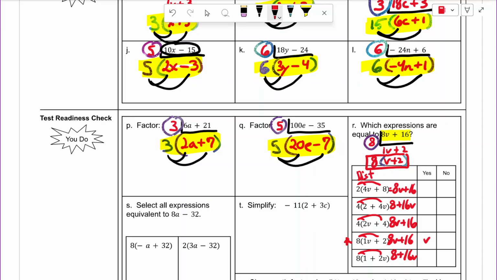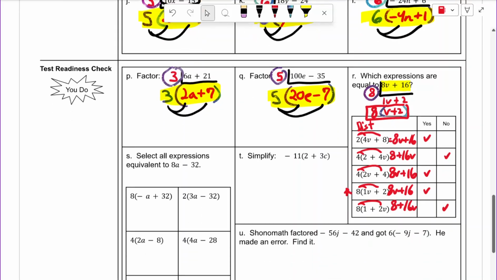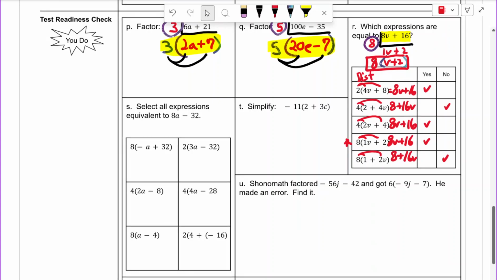Okay, and I multiplied all of these, and I found out, look at that. This one right here is 8v plus 16. This one's equal to 8 plus 16v. The v is on the wrong number. That's a no. This one's 8v plus 16. That's another one that works out. And this last one is 8 plus 16v. V is on the wrong number, so that's a no. So you really have to think through those things so you are not picking the wrong ones.